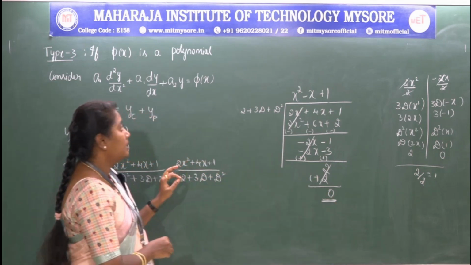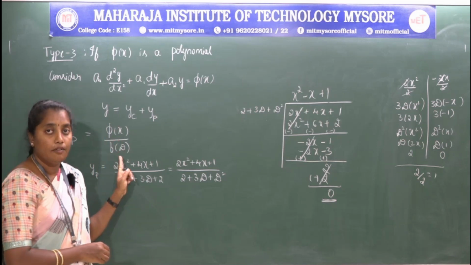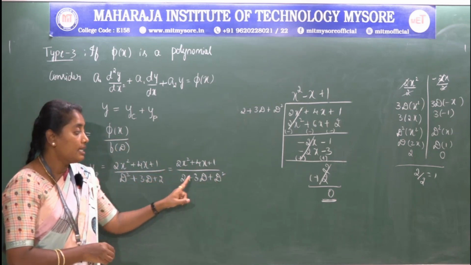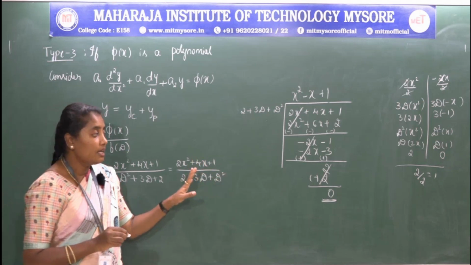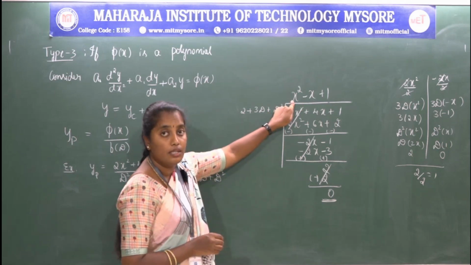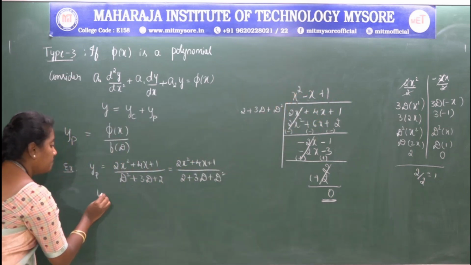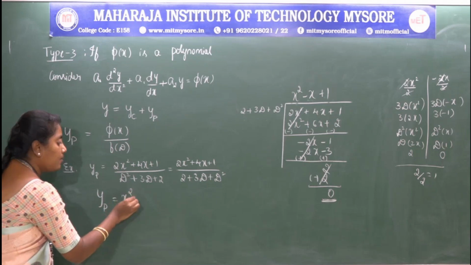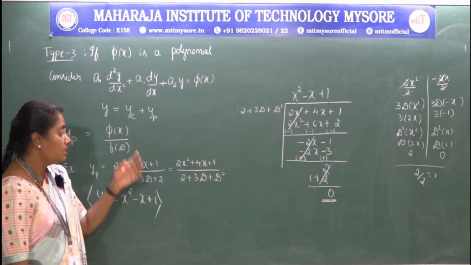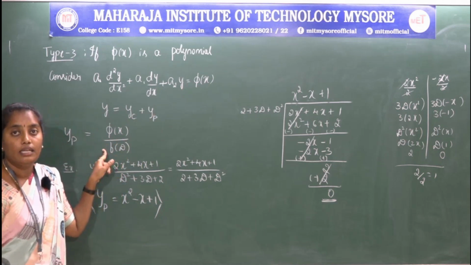To find the particular integral for a polynomial equation, we have to divide phi of x by f of D, writing phi of x in descending powers of x and f of D in ascending powers of D. Till we get a 0 remainder, we have to divide the equation. Then the resultant quotient x square minus x plus 1 is called the particular integral. That is, yp is equal to x square minus x plus 1. So this is the procedure to solve the particular integral if phi of x is a polynomial.